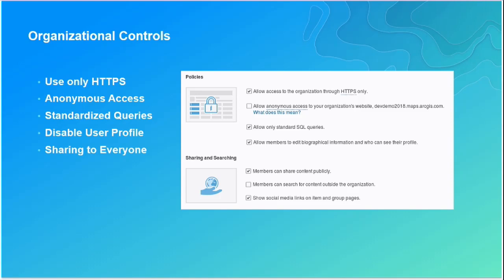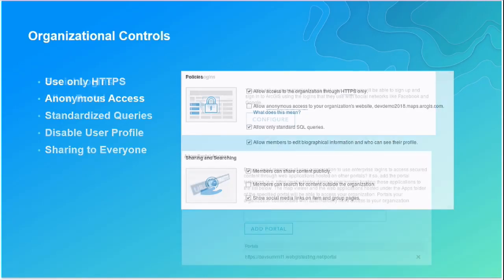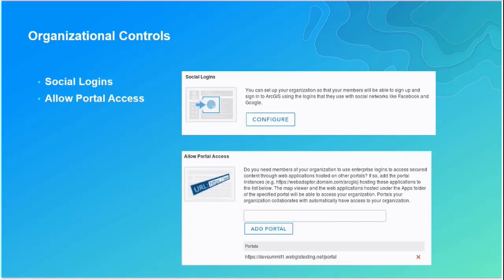Now, under the sharing and searching, you've got the option to specify whether or not you want users to be able to share content publicly, whether they can search outside the organization, and also whether you want social media links to appear for items. Going on down that same security settings, the social logins, like we've already discussed, can be configured there. The allow portal access.